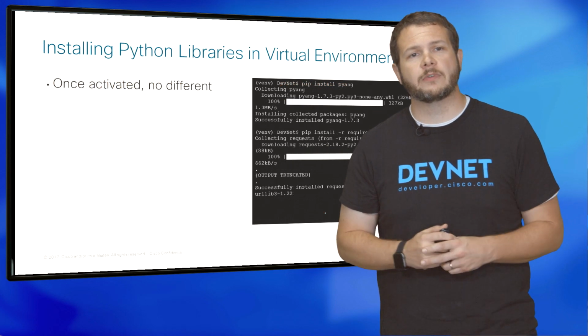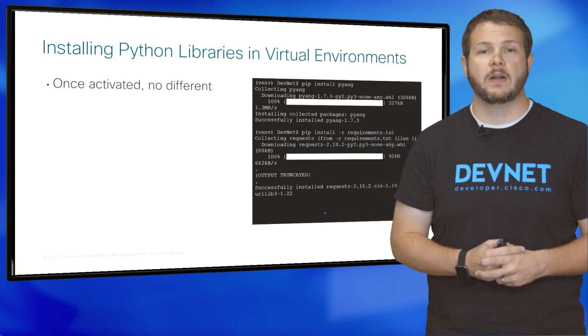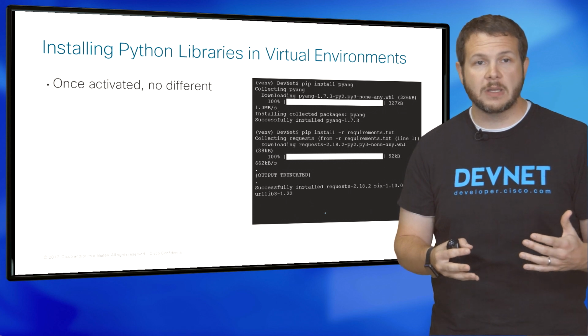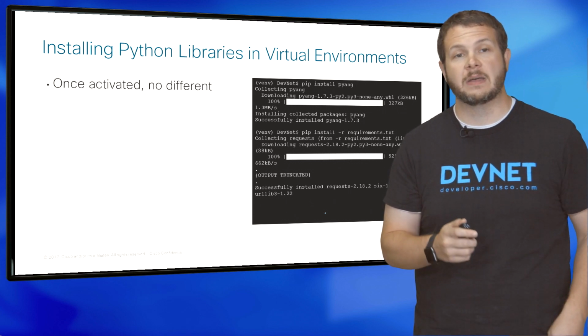Once you have your virtual environment set up, installing Python libraries within it is no different than we've already talked about. You activate your virtual environment and then just pip install whatever you need access to inside of that bit of code.